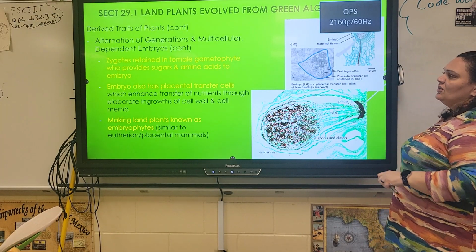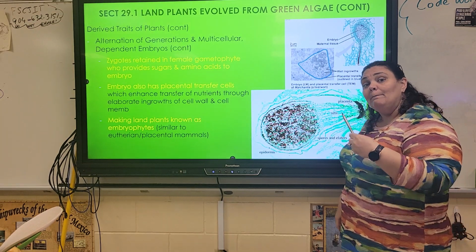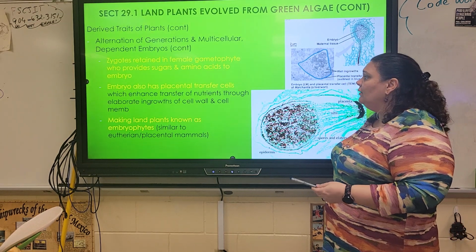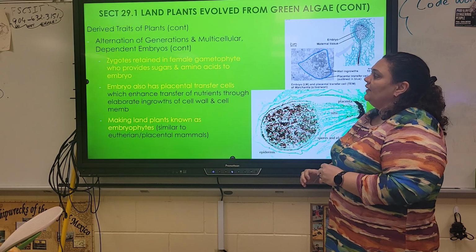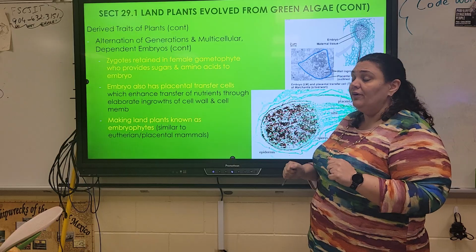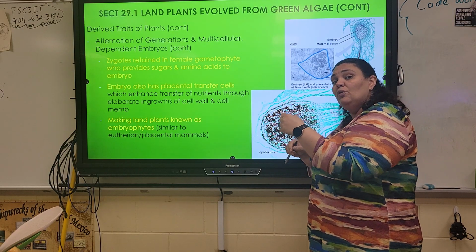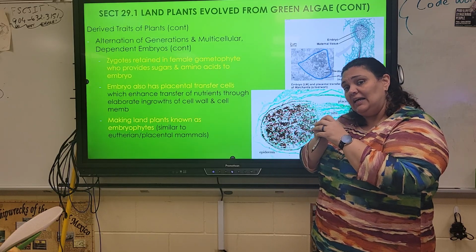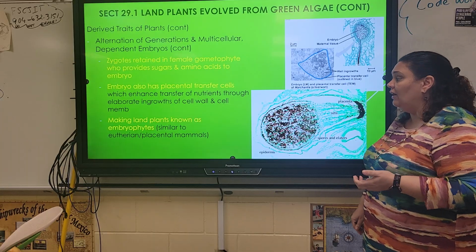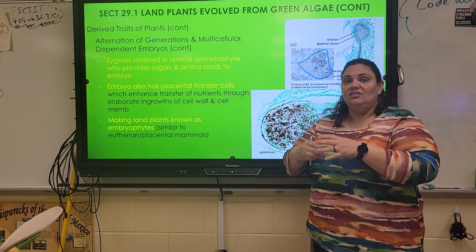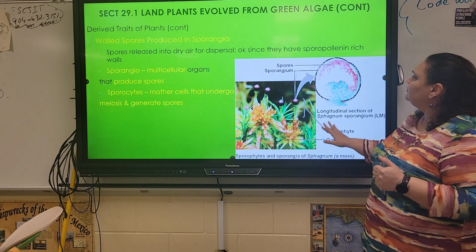So the zygote is going to be retained in the female gametophyte. Your gametophyte is your multicellular haploid, okay? And it provides sugar and amino acids to the embryo. The embryo is also going to have placental transfer cells, which is going to allow the nutrients to go to the plant embryo as it's growing inside the seed, making plants known as embryophytes, which is just like us, eutherians, right? Placental animals, where basically we're supporting the entire development of the embryo.